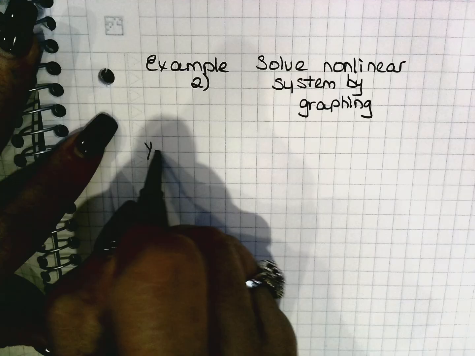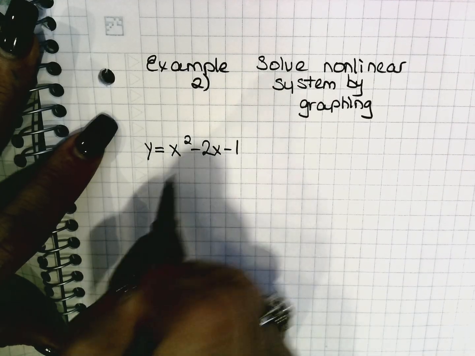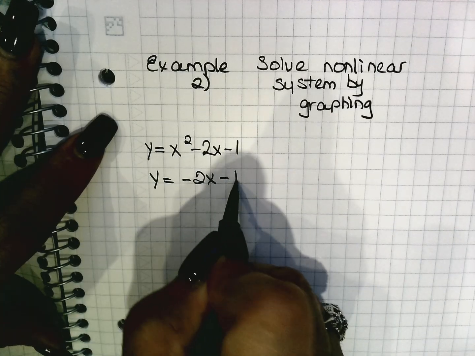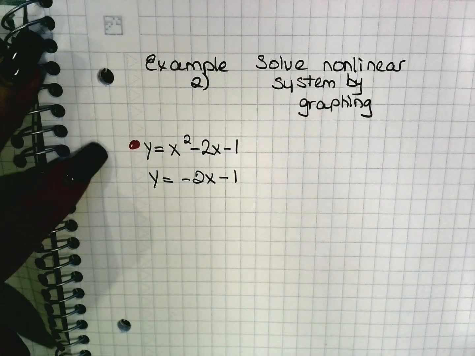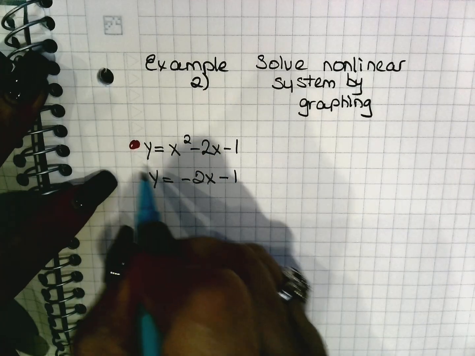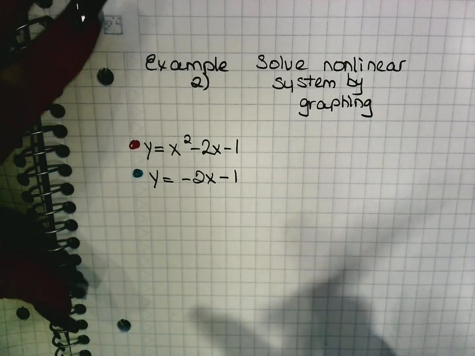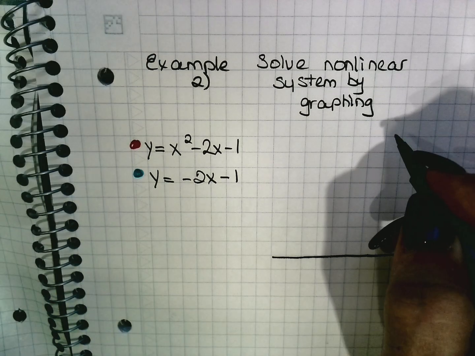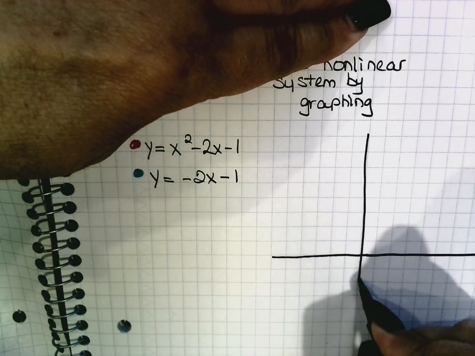So here we have y equals x squared minus 2x minus 1, and y equals negative 2x minus 1. Again, I'm going to use different colors. This is going to be for the quadratic. This one will be for the linear. And we graph them both on the same xy coordinate plane.